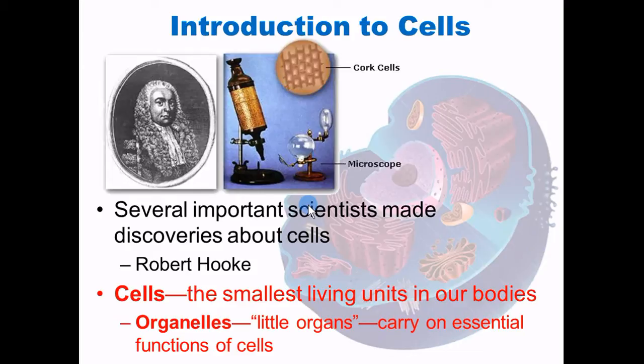In fact, we'll talk about something called a red blood cell. A red blood cell doesn't have any organelles, which means it's limited. It has a limited lifespan. It can't repair itself. It can't fix itself. It can't replicate. So once it's there, it's committed to die within a certain amount of time.